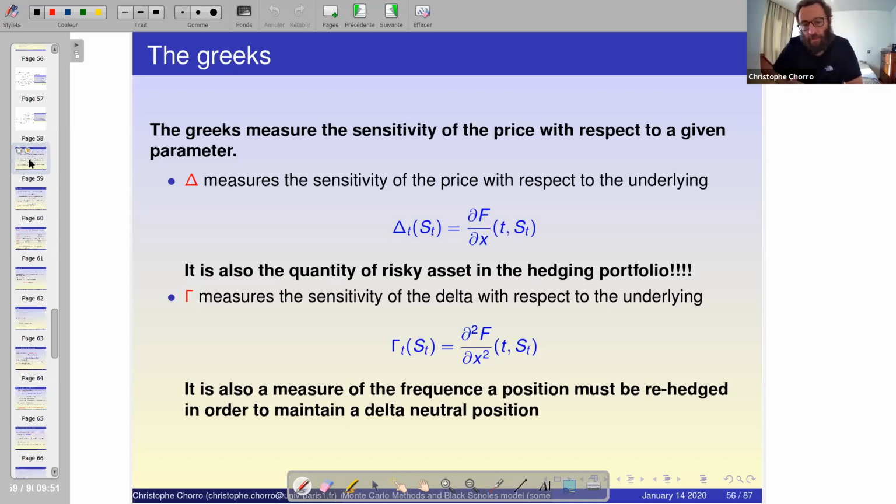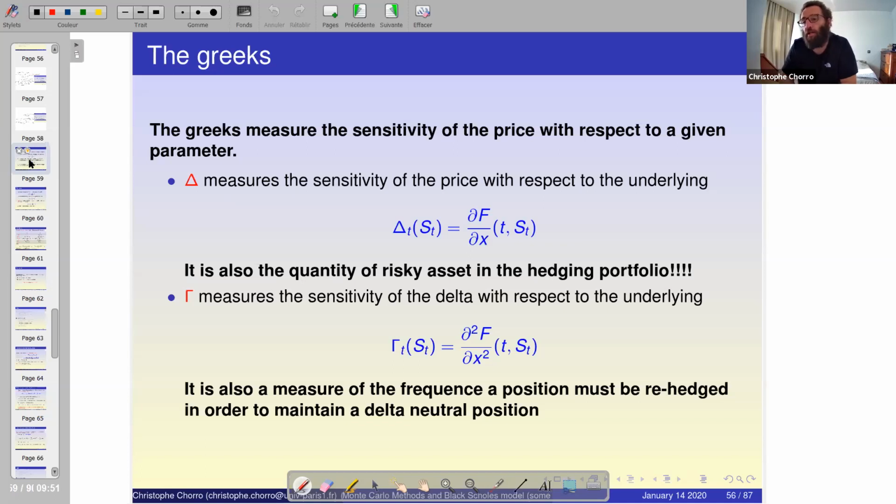the main points. So you have, for example, the delta, that is the derivative of the price function with respect to x, that is with respect to the underlying, the second variable. And you know that in the framework of the Black-Scholes model, this delta represents a very important financial quantity, that is the quantity of risky asset to put in the hedging portfolio. It's something that you have to know in order to be able to build your hedging portfolio.